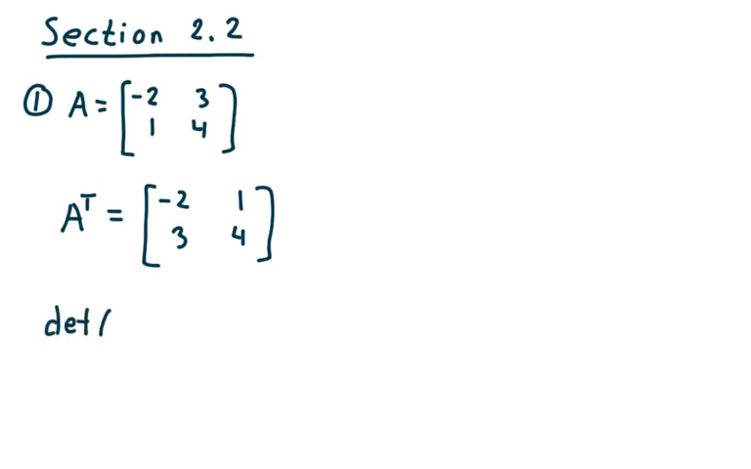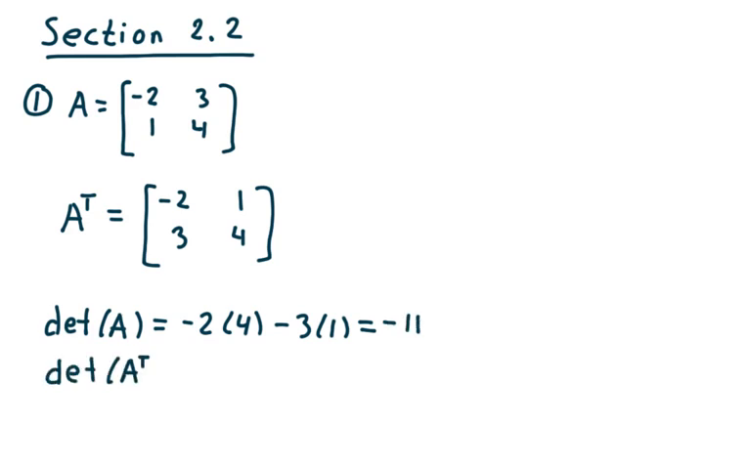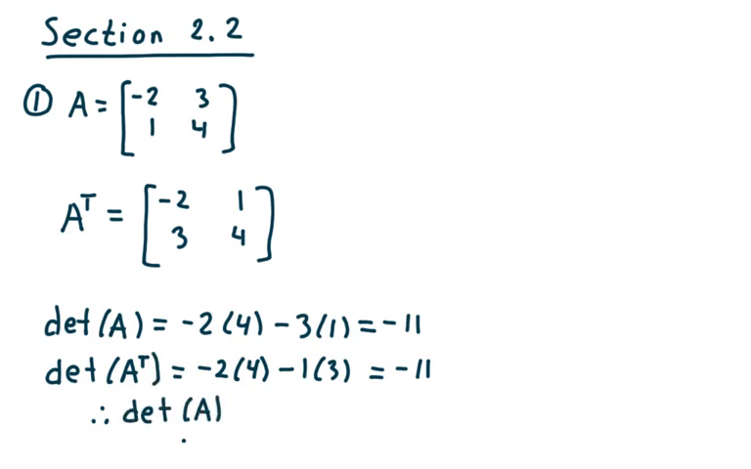The determinant of A is -2 times 4 minus 3 times 1. Well, that's -11. The determinant of A transpose is -2 times 4 minus 1 times 3. That's -11. And so we can conclude from this, or we have verified from this, that the determinant of A is the same as the determinant of A transpose. That's number 1.